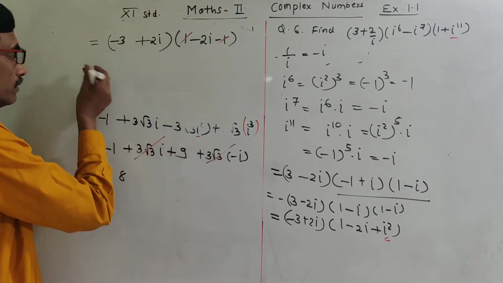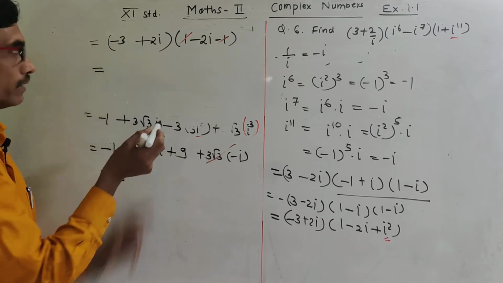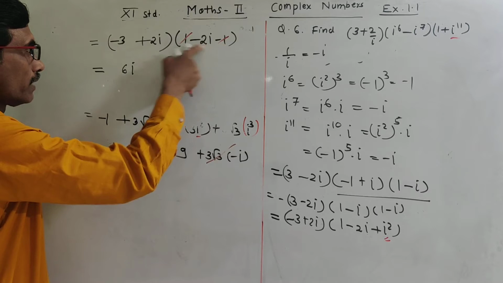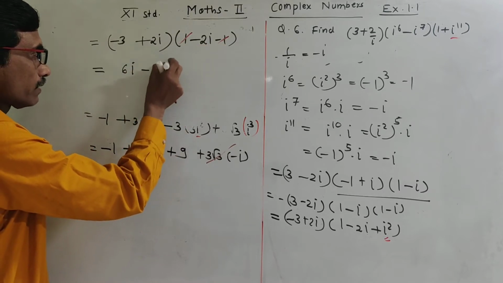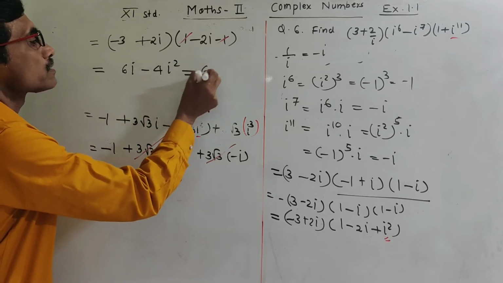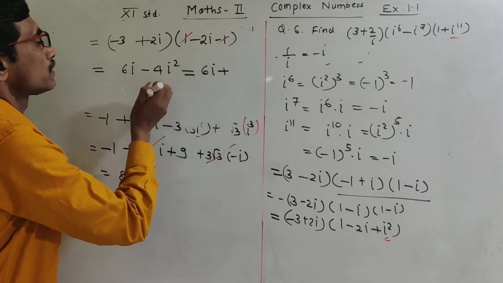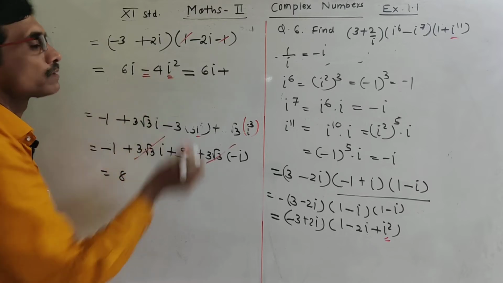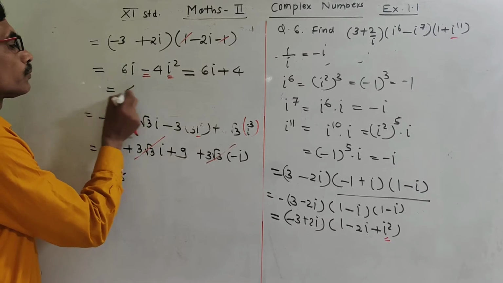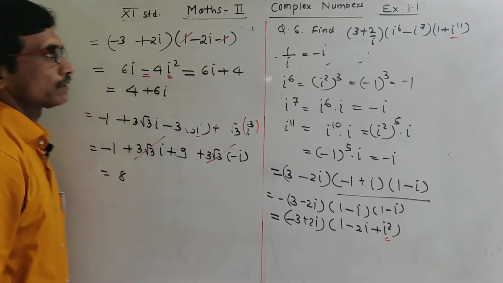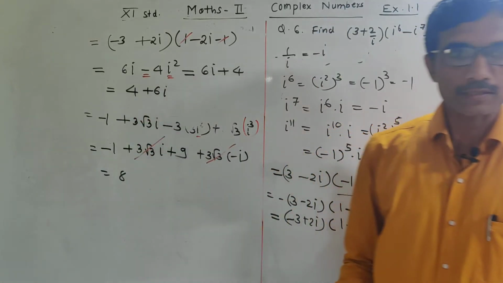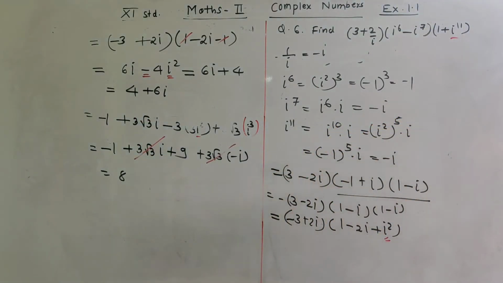And it is -2i. Minus 2i we will multiply here, so minus 2i into minus 3 is 6i, minus 2i into this minus 4i square, so minus i square is plus 1, that is 6i plus 4, so it is 4 plus 6i. So we find this is equal to 4 plus 6i.